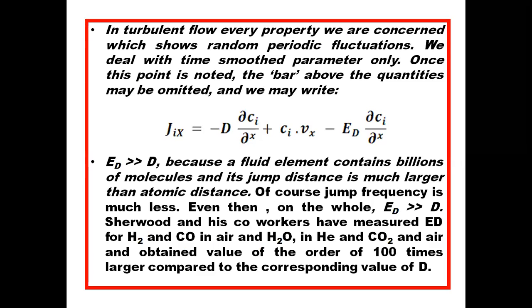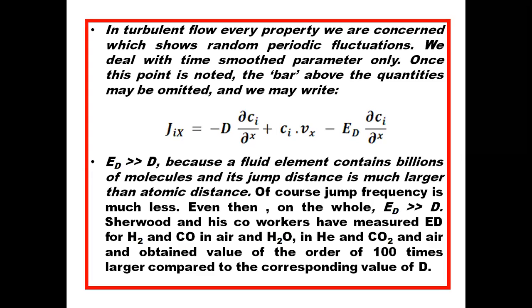We deal with time smoothed parameters, and the fluctuating quantities may be omitted. So ultimately the above equation changes to this form. E_D is very large compared to D because a fluid element contains billions of molecules and its jump distance is much larger than atomic distance. Of course, jump frequency is much less. Even then, on the whole, E_D is very much greater than D.